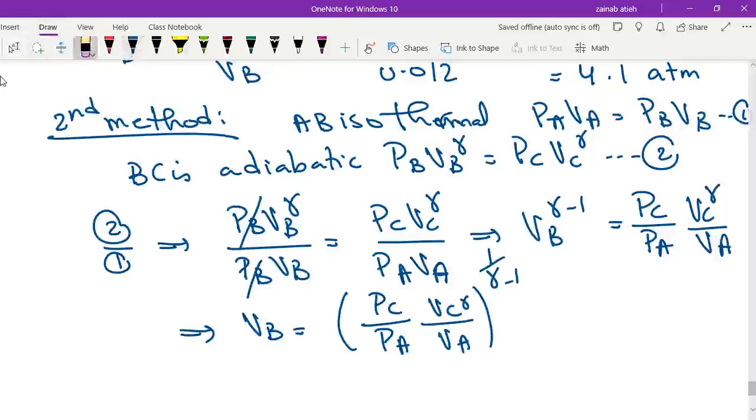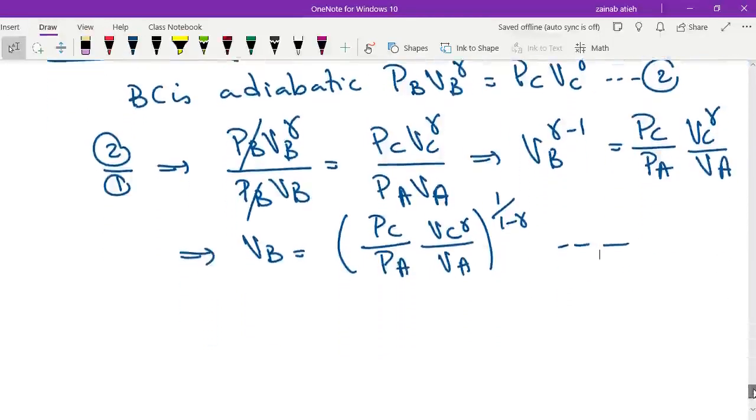I'm going to arrange this a little bit. It's 1 over 1 minus gamma. Okay, so you complete this the same way. Now for the points, I have finished point B, so I have point D left. For point D, I do the same thing.